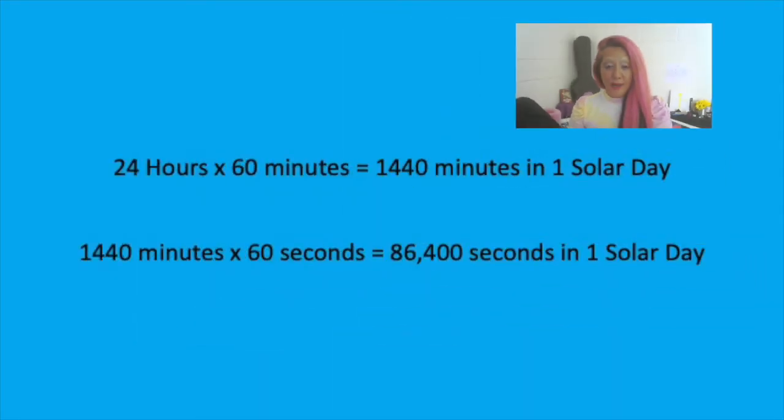The Chinese math is also based on this system. Very ancient culture. So if you take 24 hours in one day and multiply by 60 minutes, because there's 60 minutes in each hour, so 60 minutes times 24 hours in one day is 1,440 minutes in one day. Then you have 60 seconds in 1 minute, so if you multiply 60 seconds times 1,440 minutes, you get 86,400 seconds in one day.